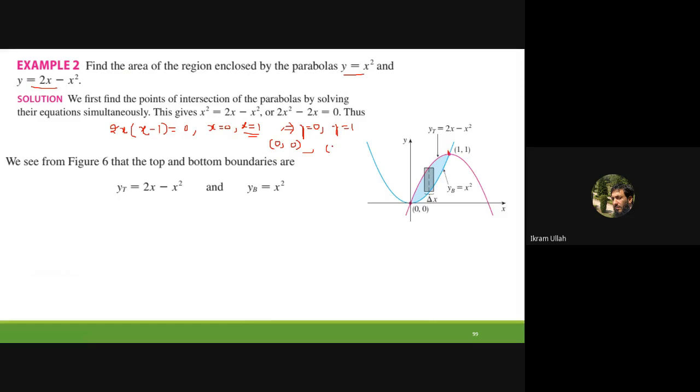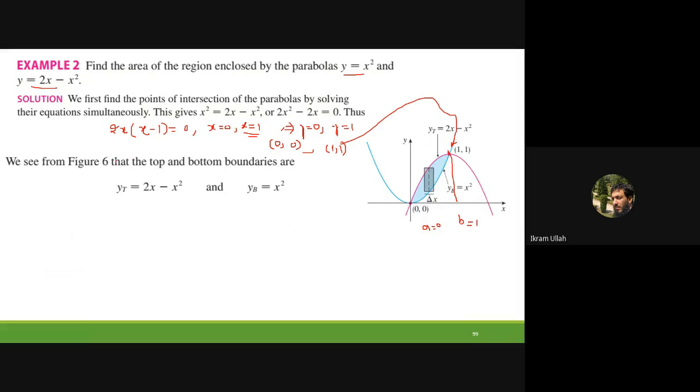When x is equal to 1, then y is equal to 1. So this is the other contact point of these parabolas. Now from here, a is equal to 0, and this is b, which is equal to 1.